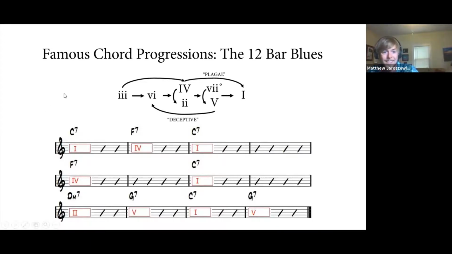Start out on the tonic, C. Again, don't really worry about the 7ths. Start on the tonic, go to F, which is our 4 chord, plagal progression back to 1, up to 4 again, back to 1, and then we have our 2, 5, 1, and sometimes in the last bar of the blues, you'll get a 5 again to help set up the next chorus.